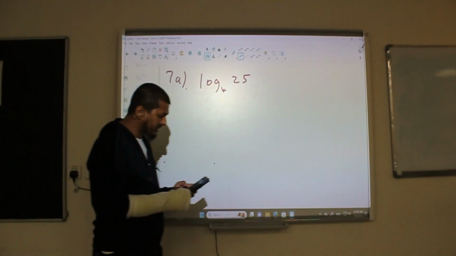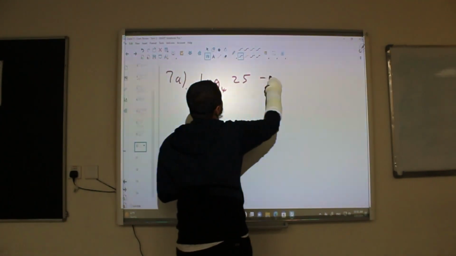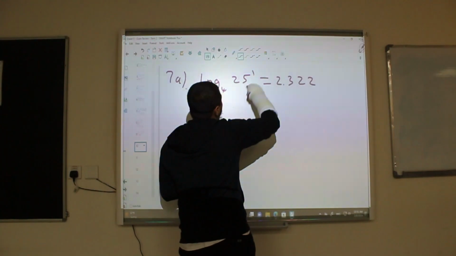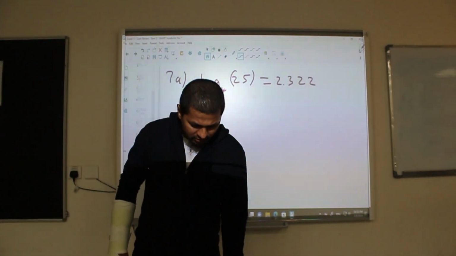When I'm typing log 25 base 4, I'm getting an answer of 2.322. Remember, when you type it, you have to put these parentheses there. Looking at the next question, B.